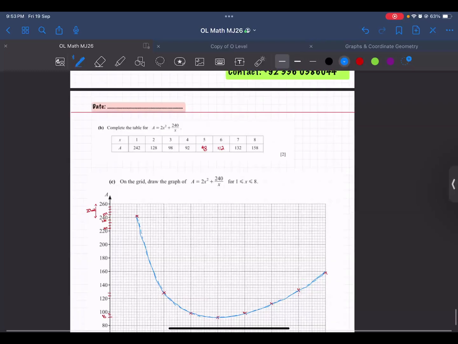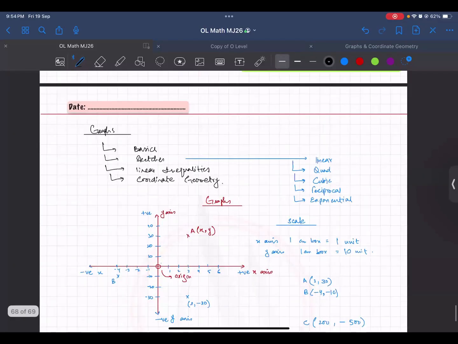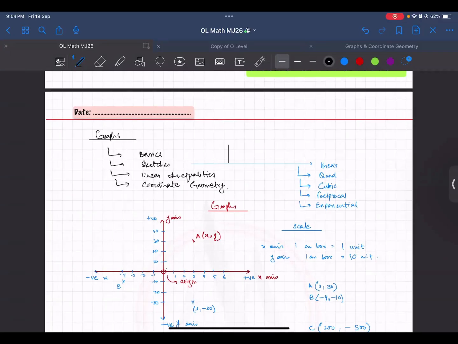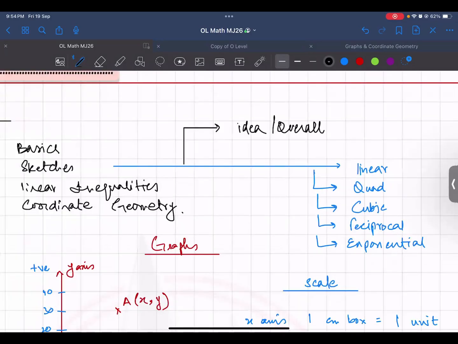This, what we did over here, this is called plotting. When you plot, you find individual points and then you join them properly with a smooth curve. This is plotting. Sketching is giving you the idea about the overall, what do you say, the overall shape, what do you call it in English, the general idea? My English is finished.